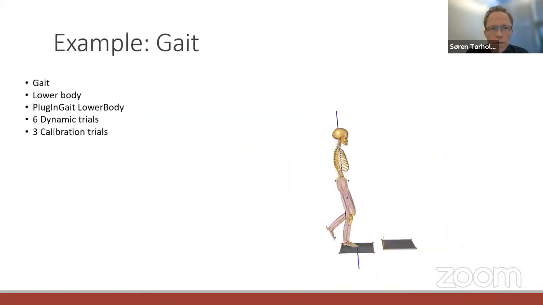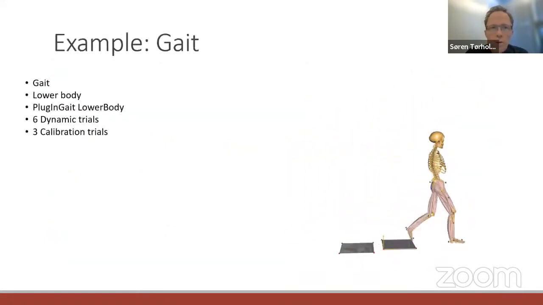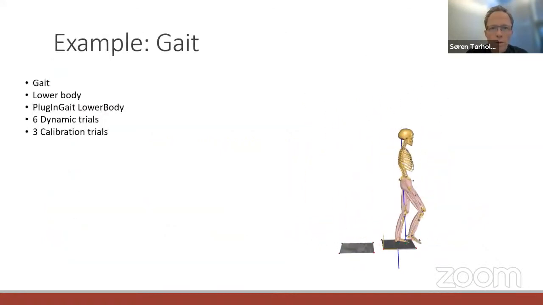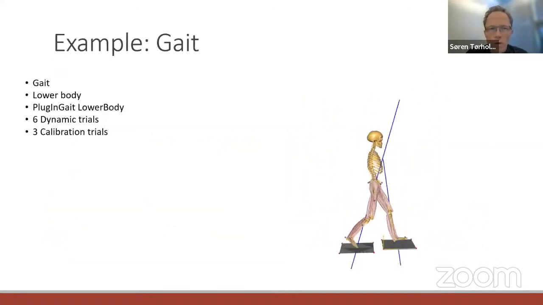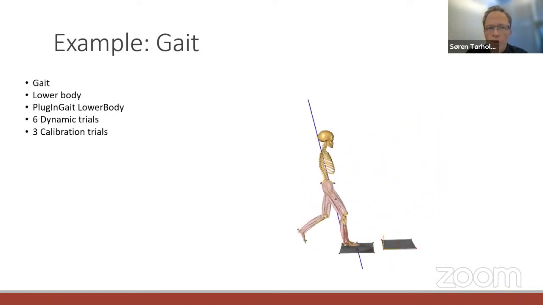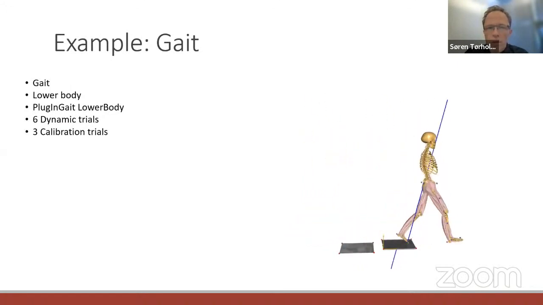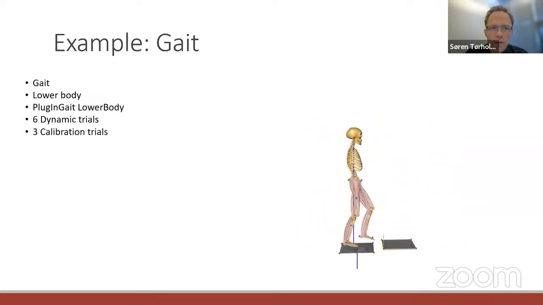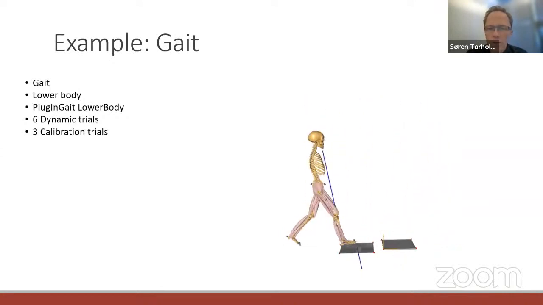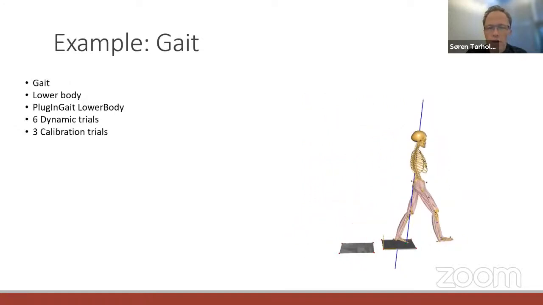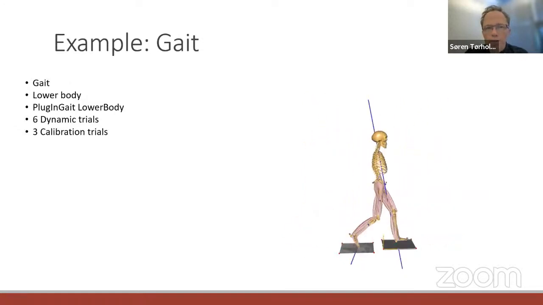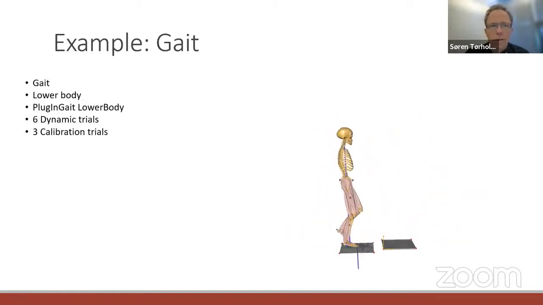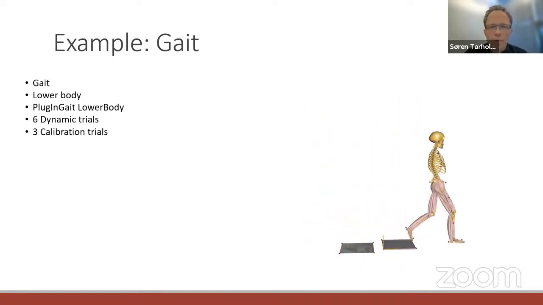So the first example I will show you here is a Gait model. It's a lower body model, using the protocol plugin Gait lower body. The data set has 6 dynamic trials and 3 calibration trials, and we made models for all of these. It's using measured force plate data and applying those.